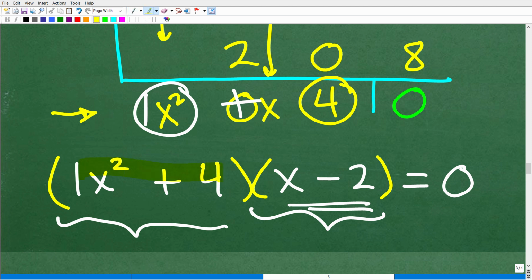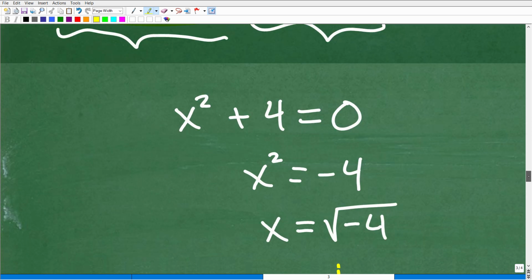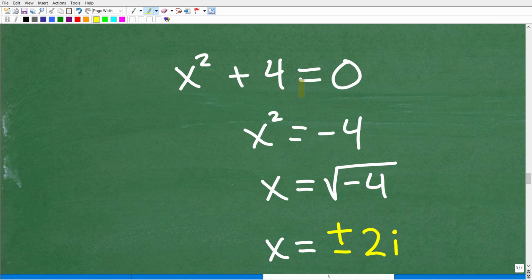Okay, so here we already have the solution to this. This is x equal to 2. That's our positive root. So let's go ahead and now deal with x squared plus 4 and set that equal to 0. Going to move the 4 to the other side. We got x squared is equal to negative 4.